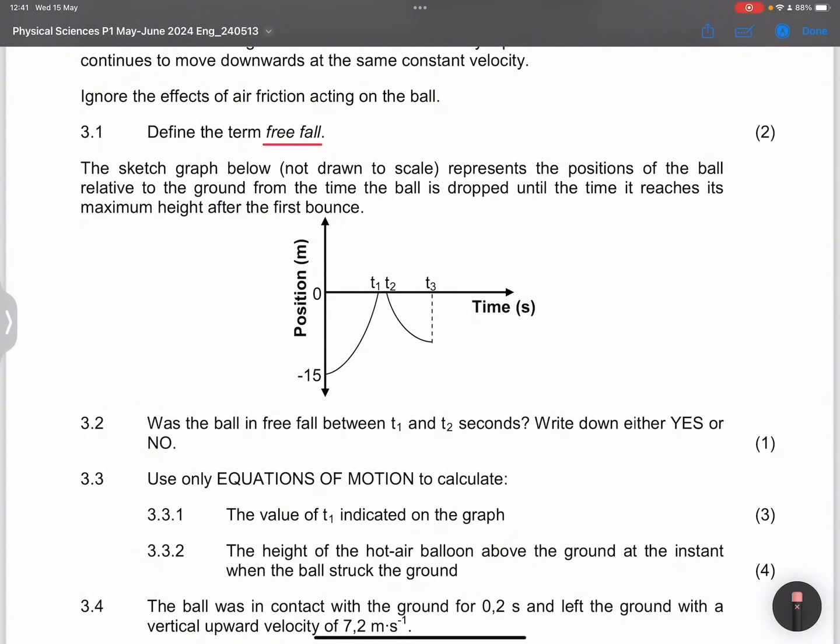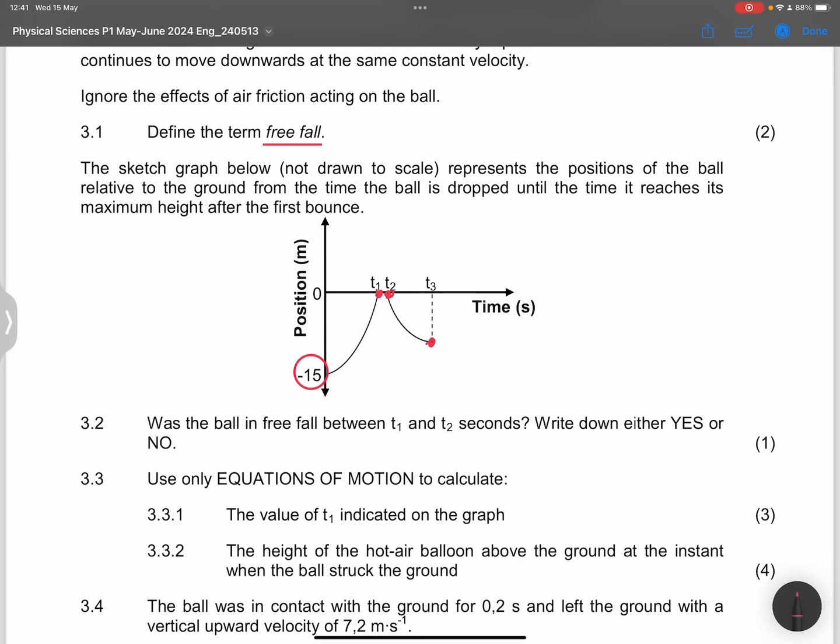So meaning when the ball initially dropped, it was at a height of 15 meters above the ground. And this is where it gets to the ground. This is when it leaves the ground, and this is when it reaches the maximum height.